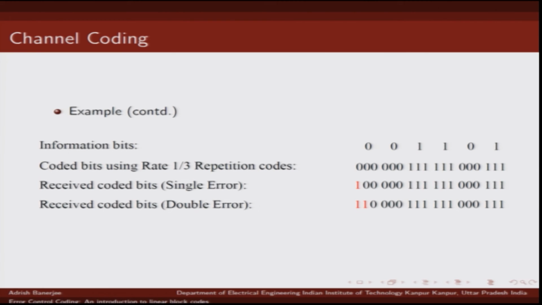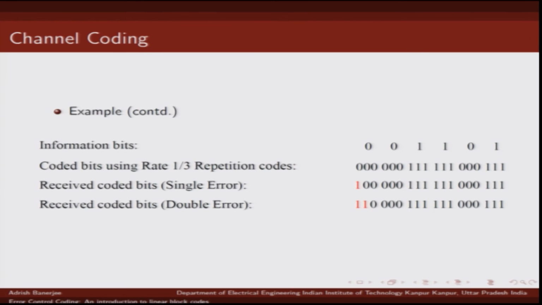This was not possible for the rate 1/2 repetition code. Now, can it correct double errors? If you look at this 1 1 0, it will think that this particular bit got flipped from 1 to 0, so it will decode this as 1. So, this cannot correct double errors. To summarize, the rate 1/2 repetition code can detect a single error, but cannot correct a single error. It cannot detect double errors, whereas the rate 1/3 repetition code can correct a single error and can detect a single error. It can detect a double error, but it cannot correct double errors.